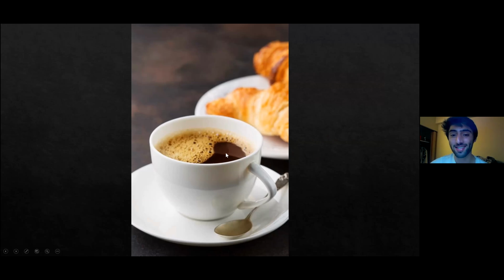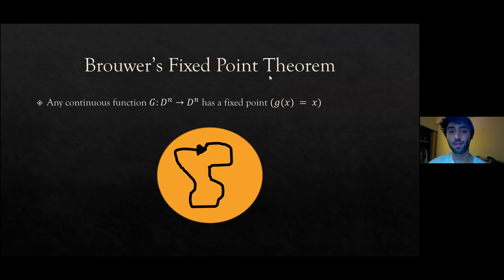And the answer is yes, there is. That's not to say that there's no coffee that's going to move. If you put the cream in there and move your spoon around, you're going to homogenize the mixture, but you can guarantee there's always going to be one fixed point. It can travel around here and then circle back. And that's what Brouwer's fixed point theorem tells us. So this is what we're going to discuss.